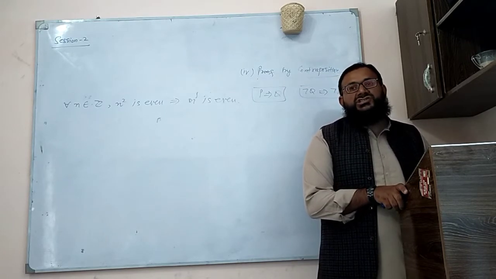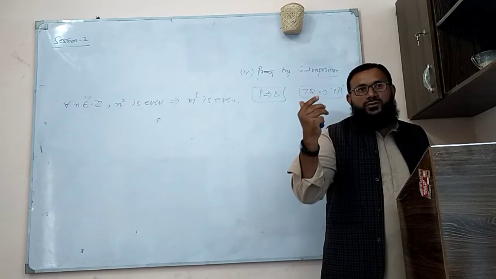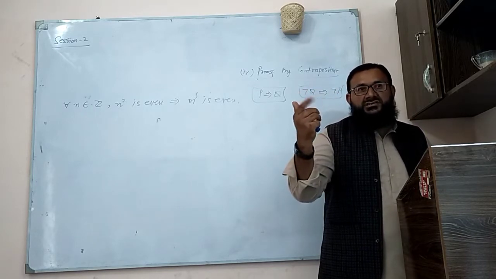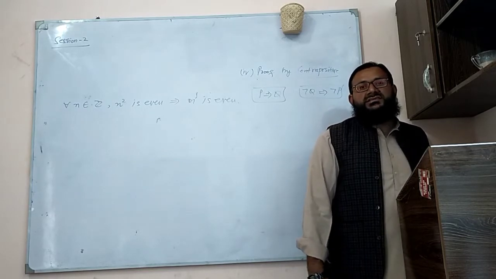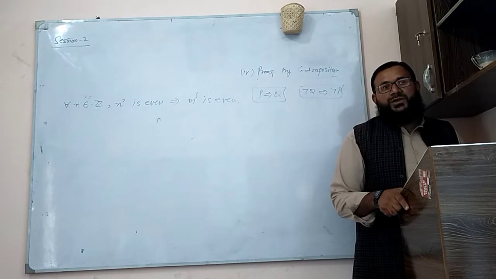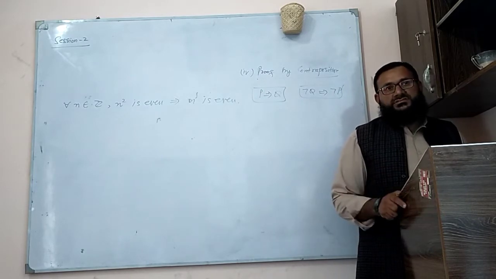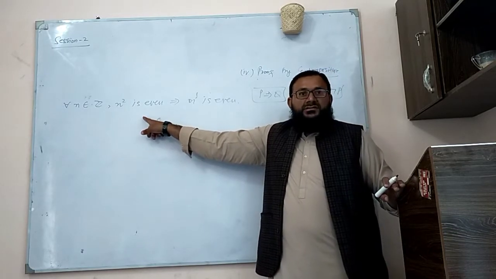You take any square number which is even. What are square numbers? 1, 4, 9, 16, 25, 36. Then 36 is a square of what? 36 is even, implies 6 is even. So our condition is that if n square is even, then n is even.